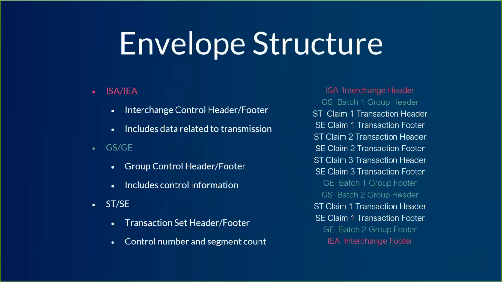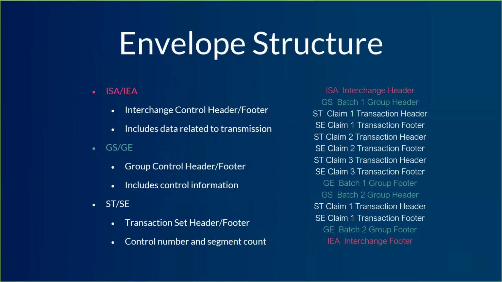Now we've got three main pieces to this envelope structure. If you look on the example on the right, at the very top and the very bottom, we've got this ISA and IEA. This is the interchange control header and footer. So there's something at the top and something at the bottom, and everything in between is part of that envelope. Now, the ISA IEA is really basically just giving us transmission information. It's like an address on an envelope. It's going to have information about who the sender is, who the receiver is, a date timestamp, a tracking number, things like that. It's just basically how does it get from point A to point B.